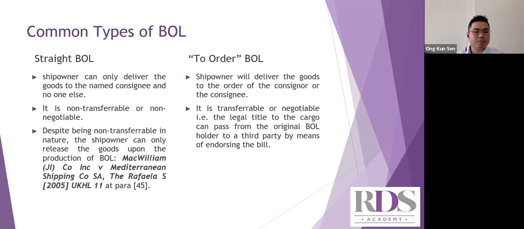Next slide. Before I end my part of the talk, there are many types of BOL in the market or in the industry, but the main ones are the straight BOL and the to order BOL. What is meant by a straight BOL doesn't mean that the paper itself is straight. What is meant by straight is that in the BOL, in the consignee column, you will see the name of the consignee only. Say, for example, I wanted to ship the goods to Kuhan. In the consignee box, I will only put Kuhan's name and that's it.